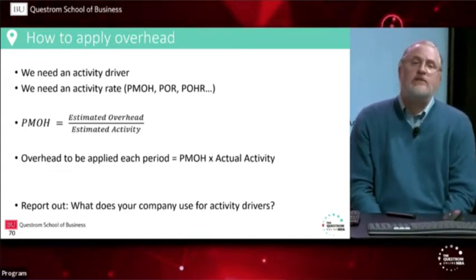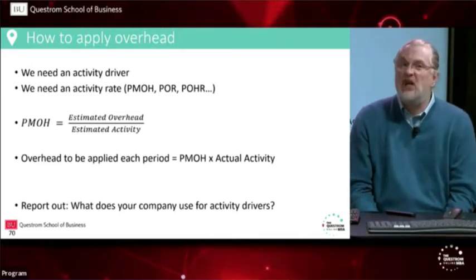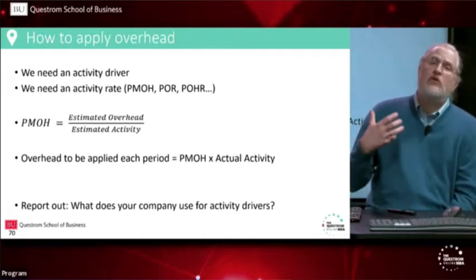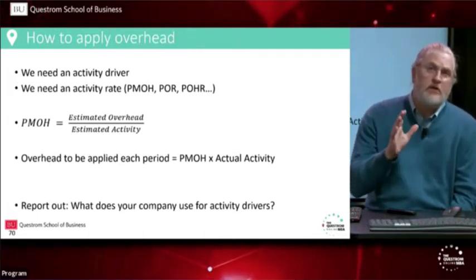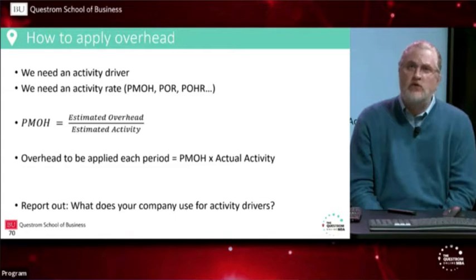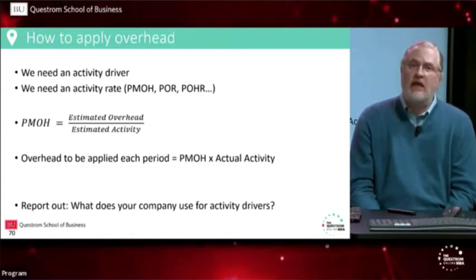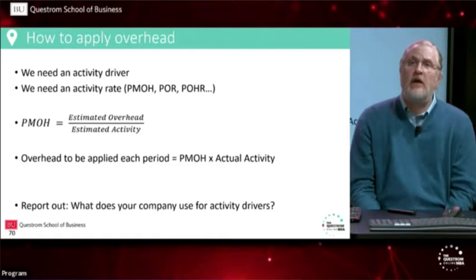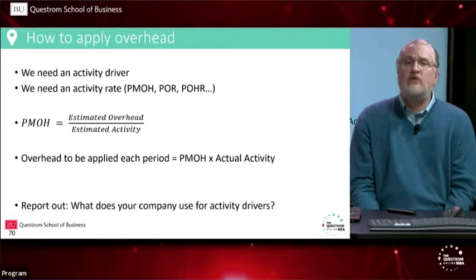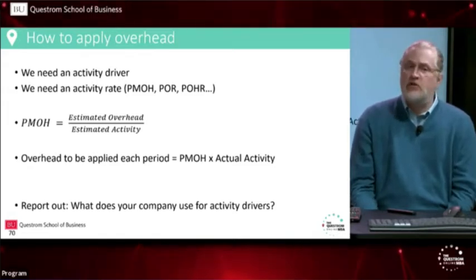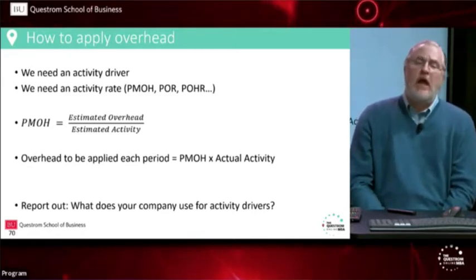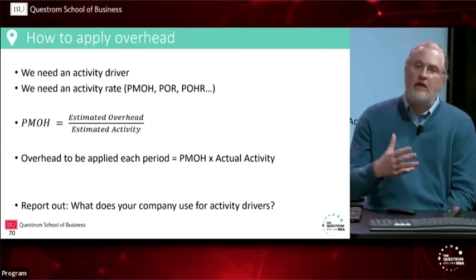How we calculate that is we take your estimated overhead for the usually year, but it could be the period. So that's usually your budgeted overhead. We divide it by some estimate of your activity that you're going to use to assign these costs into inventory. In other words, I need something that can be traced to help me to allocate or spread these costs back into inventory. And that activity that can be traced that I'm going to use is called an activity driver. And so to calculate my rate, I need to divide the budgeted overhead by the estimated amount of that activity for the coming year.